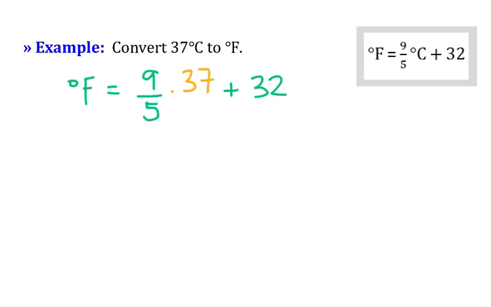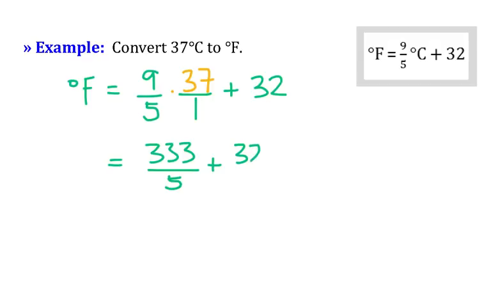To make this look a little better, I'm going to write 37 as 37 over 1. You'll notice in our last example, we used a little bit of cross cancellation. But as we look at 9/5 times 37 over 1, cross cancellation doesn't apply here because there are no shared factors. So I'll just go ahead and multiply straight across the top. So 9 times 37 gives us 333. Straight across the bottom, 5 times 1 is 5.